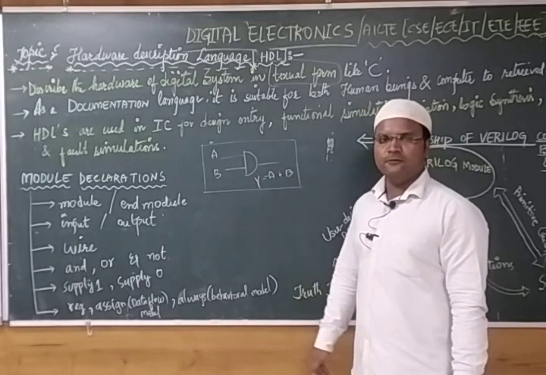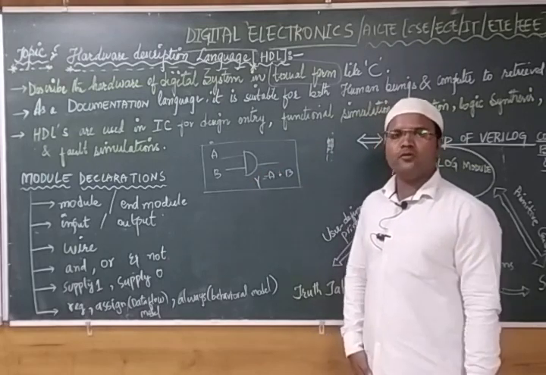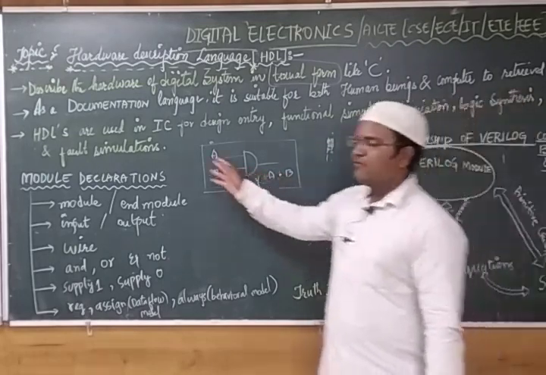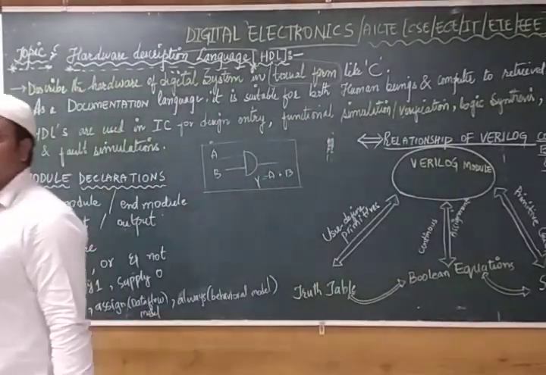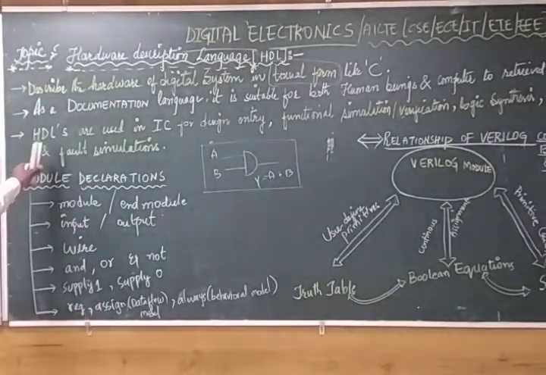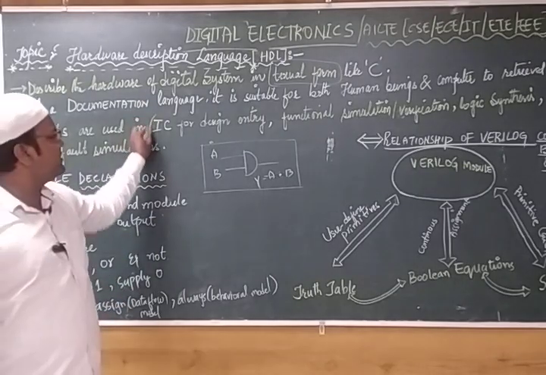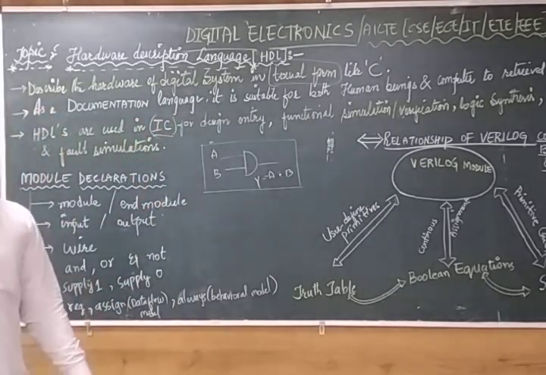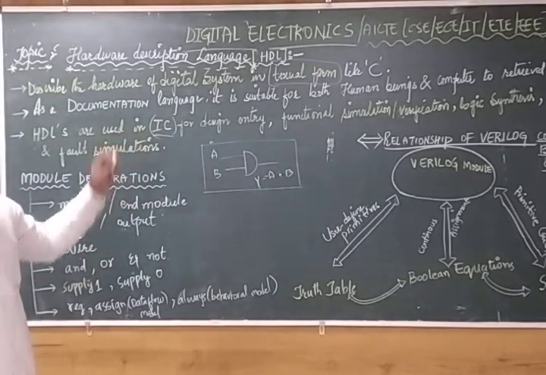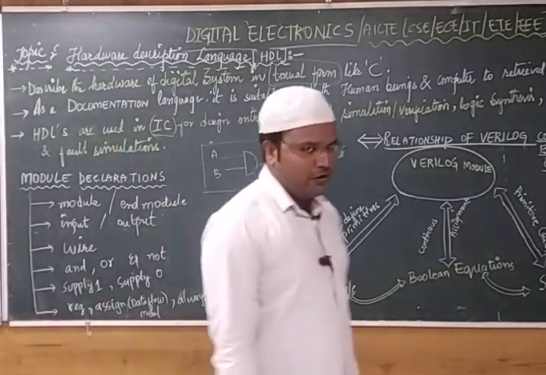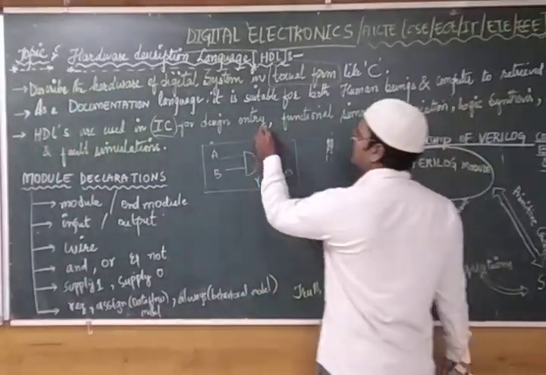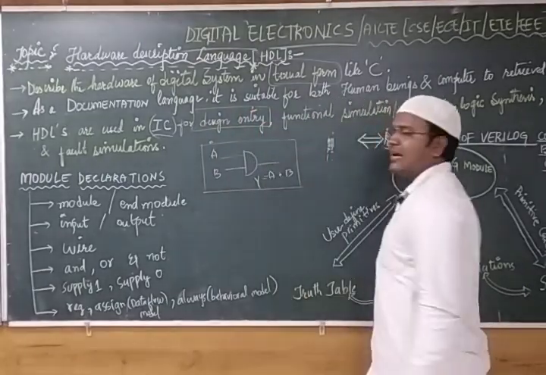But what I'm doing, I want to write the code for it. I want to go for simulation. I want to write the code for that. So to do these things, the HDL codes are used in IC. What is this IC? IC is nothing but integrated circuits. For designing the integrated circuit, where is it useful? It is useful for design entry.